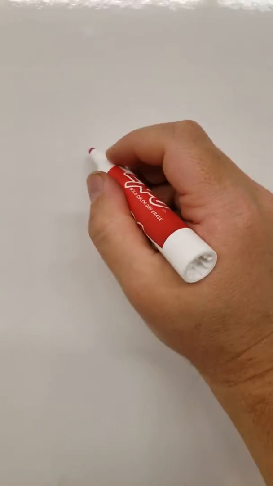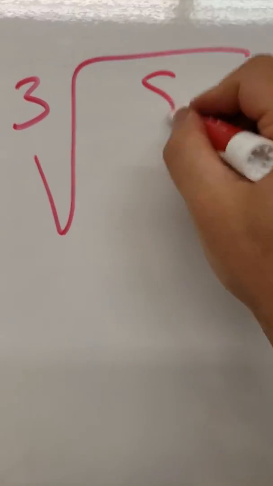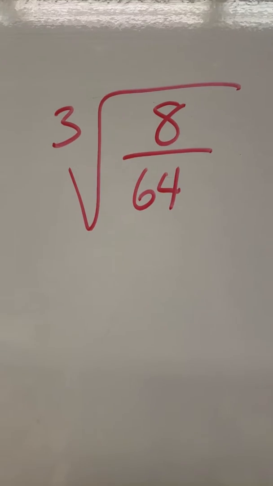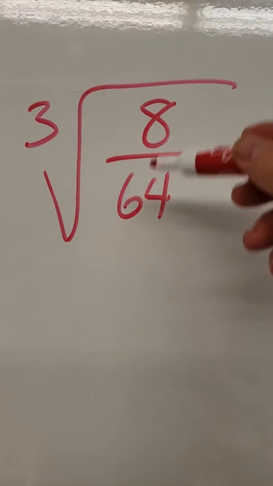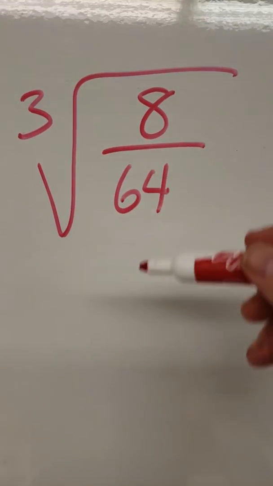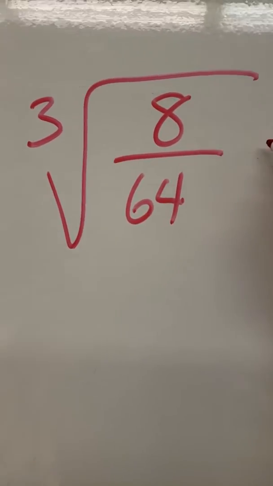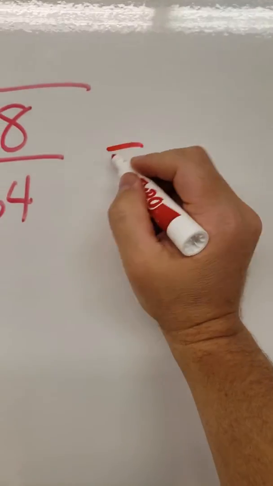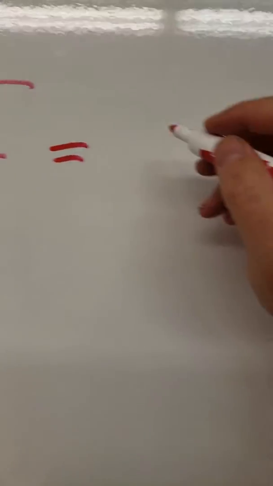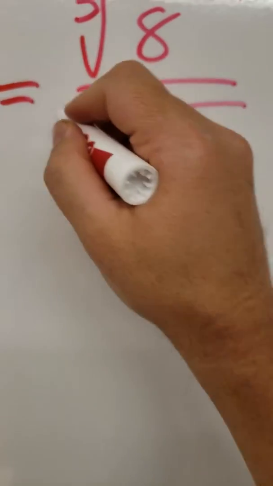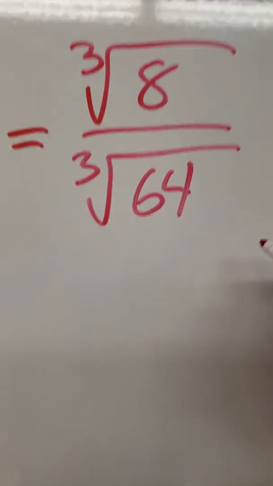All right. If we have a cube root of a fraction, I could simplify it first and then take the cube root of the answers, or I can just take the cube roots of both the numerator and denominator. So the cube root of 8 over 64 is the same thing as the cube root of 8 over the cube root of 64.